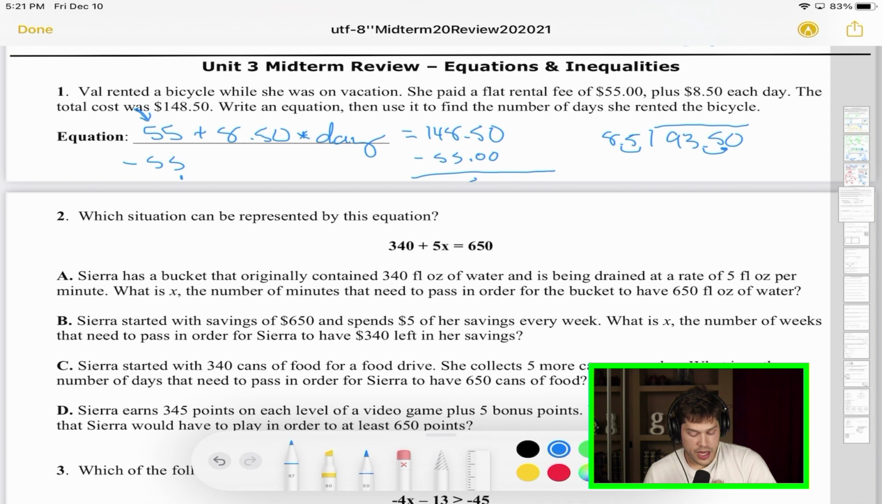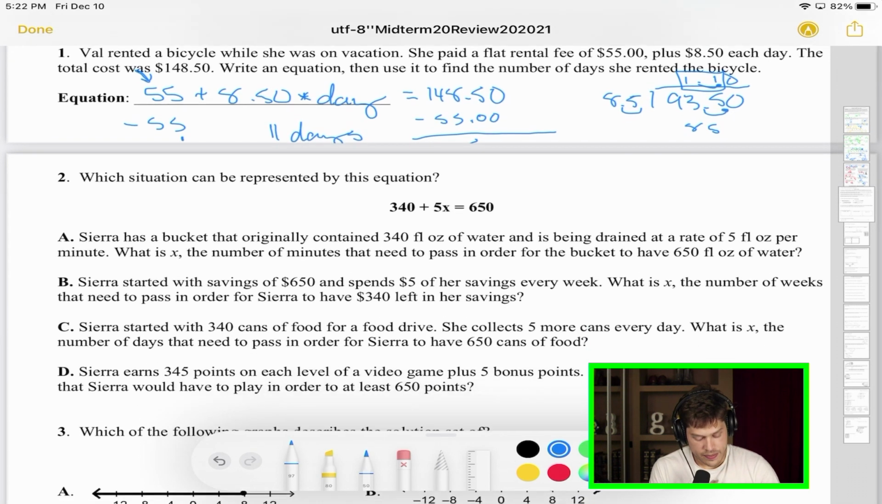So how many times does 85 go into 93? It goes in one time. And then we are going to subtract, and we have 8 left over. Bring down your 5. 85 goes into 85 one time. And then we have our 0. So it's exactly 11. Exactly 11. So after we divide it, we see that she rented the bike for 11 days.